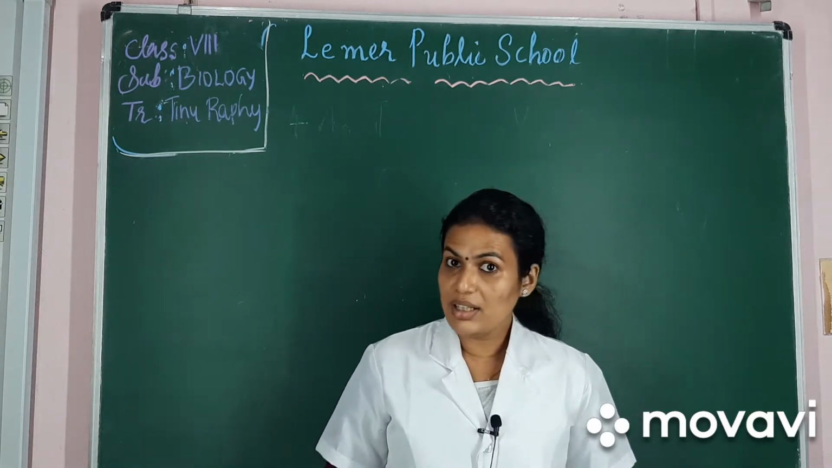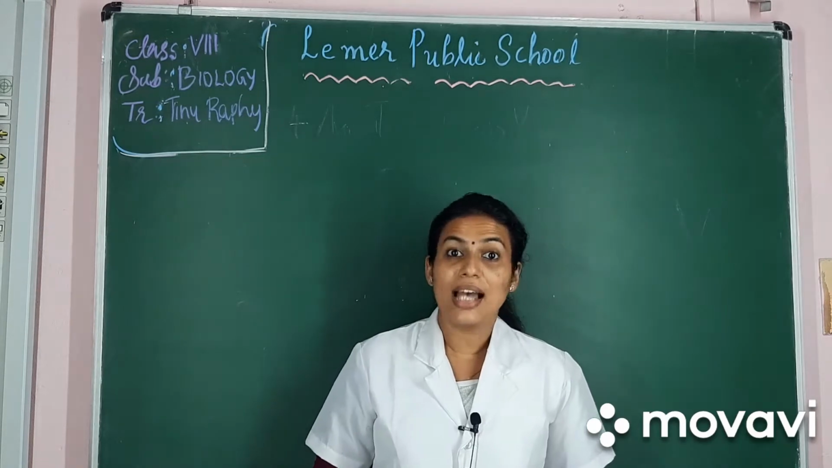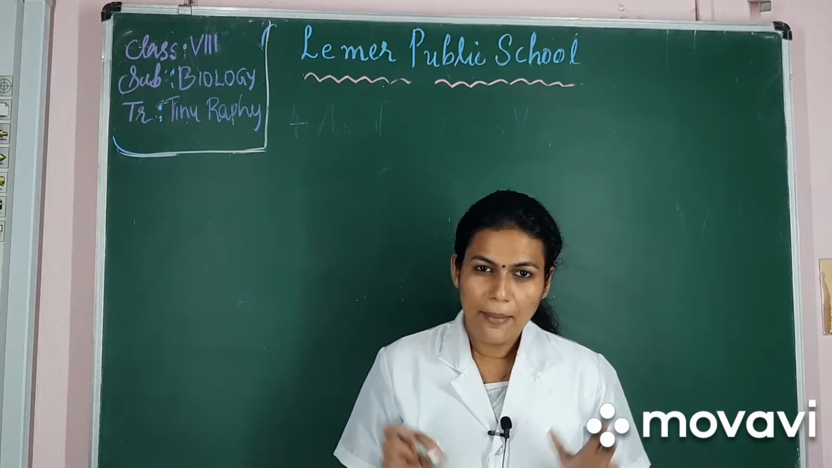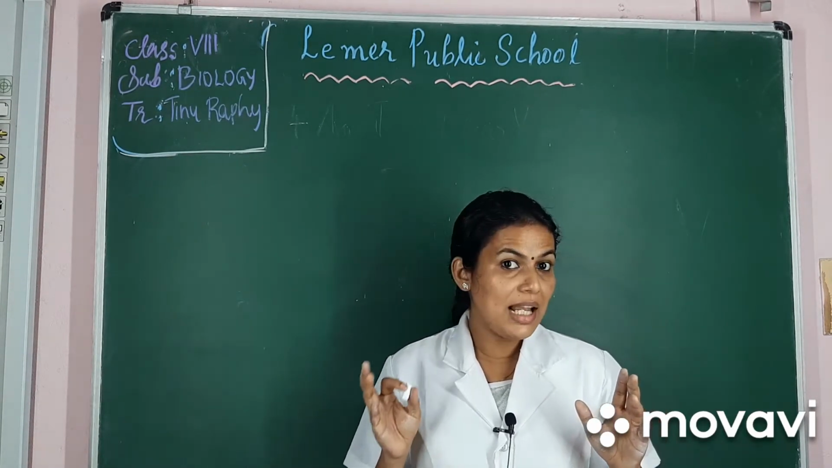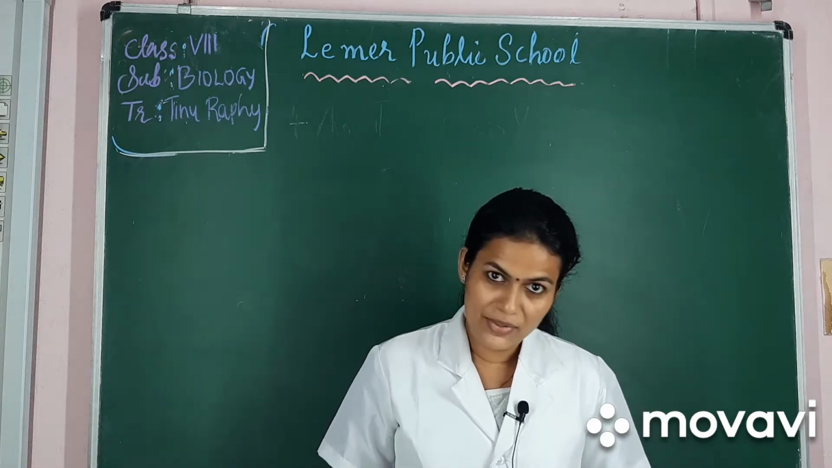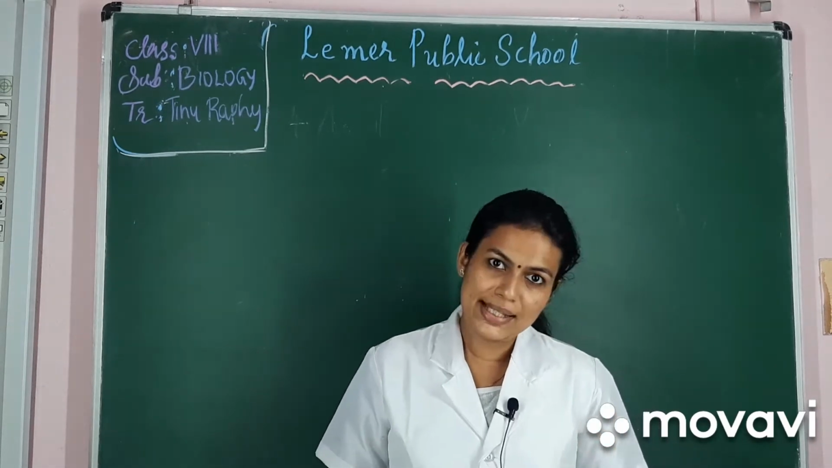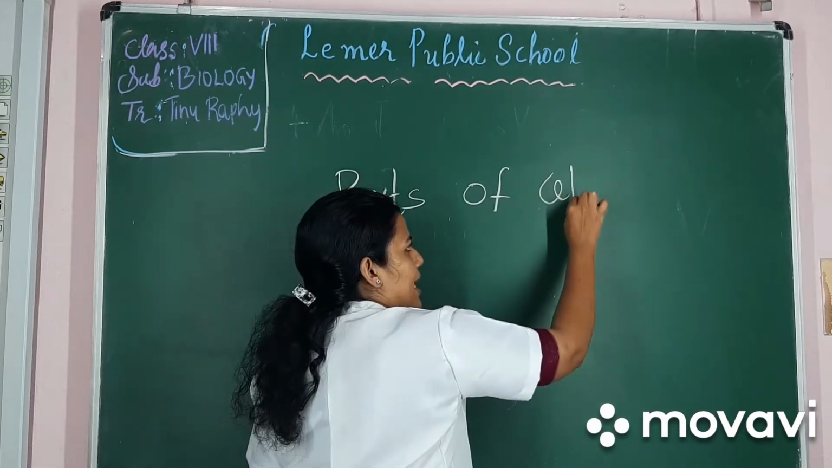And last class we learned about the cell shape and size. We learned that the size and shape of the cell varies based on the function which the cell performs. We have learned about cells which show various shapes. In today's class we are going to learn about the parts of the cell.